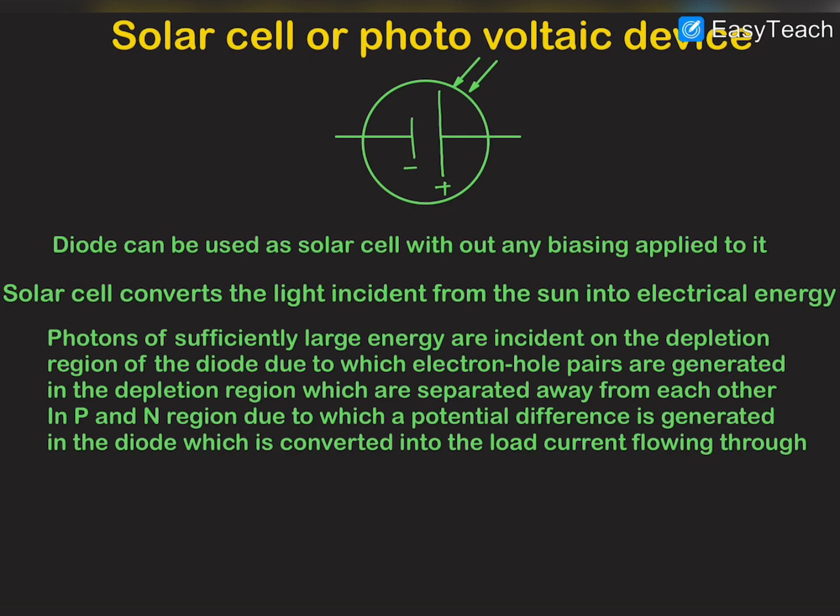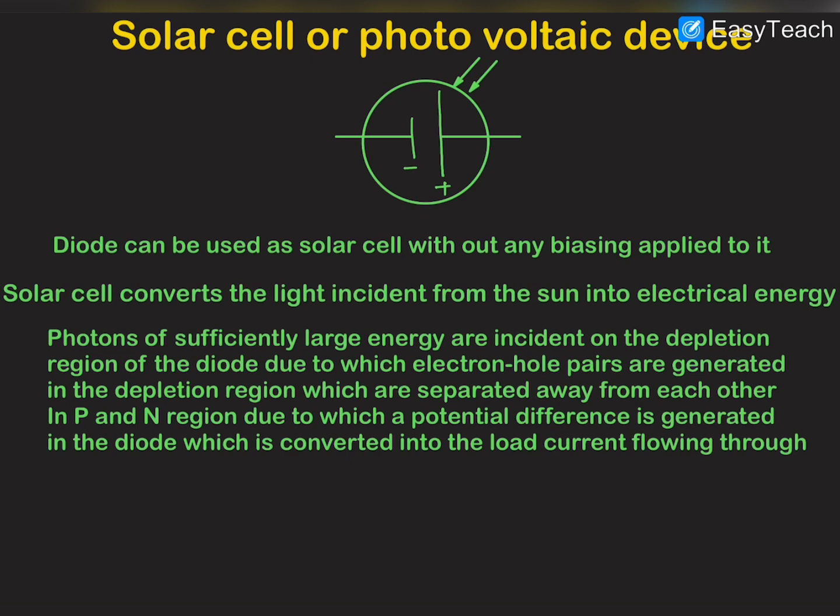So, a solar cell is a diode, and it is used in no biasing, which means that neither is it used in forward biasing nor in reverse biasing. I'll tell you why. Because it is a cell which will provide its own voltage in the circuit, so it does not need any external voltage source to be connected across it. Now, a solar cell converts the light which is incident on it into electrical energy.